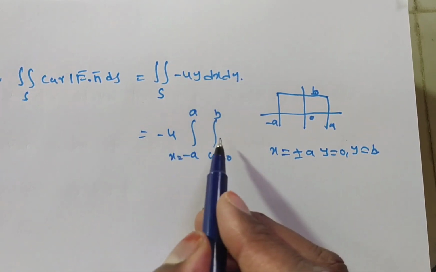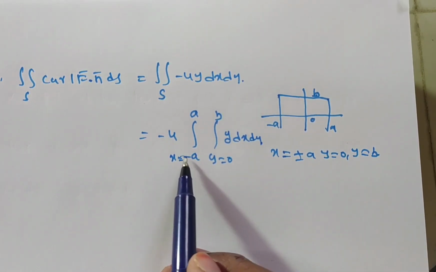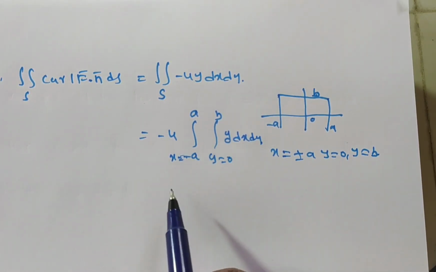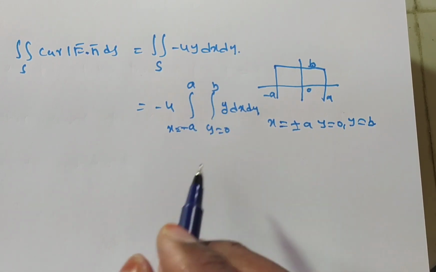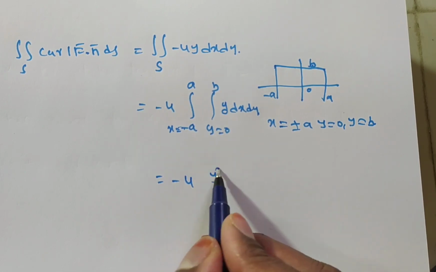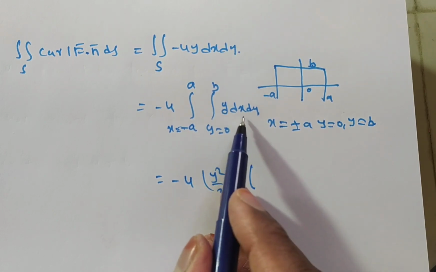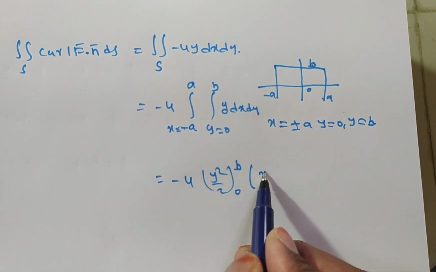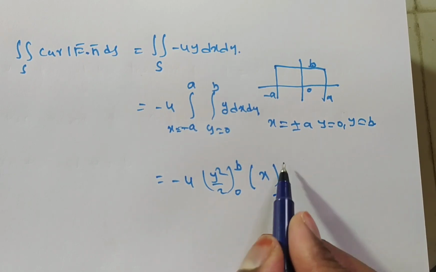Next, inside the integrand is y dx dy. Here you observe both the x and y limits are independent, so you can do the integration irrespective of order. Minus 4 times, first I am doing with respect to y, then I will have y square by 2, with limits of y from 0 to b. Next you have dx, whose integrand is 1, and the integration with respect to x is x, with limits from minus a to a.